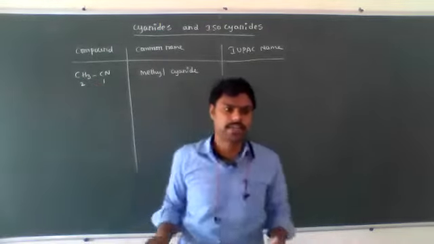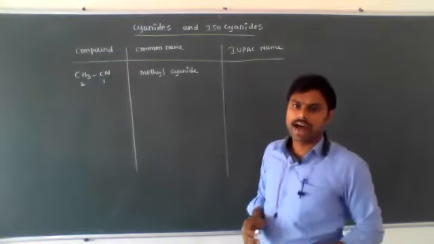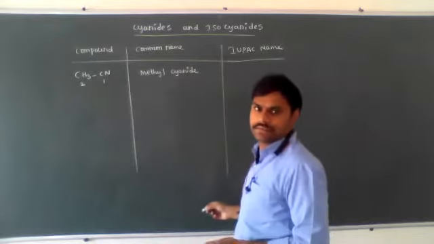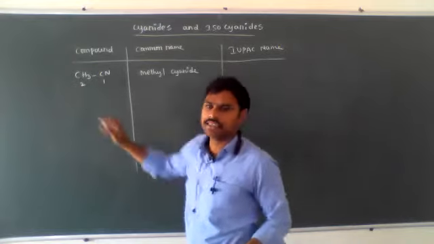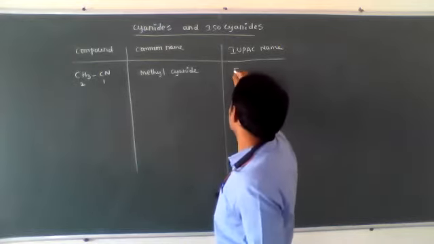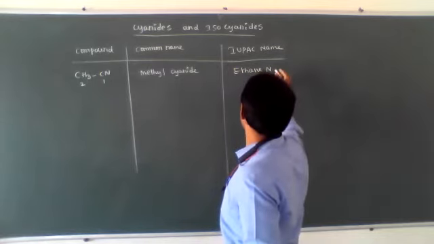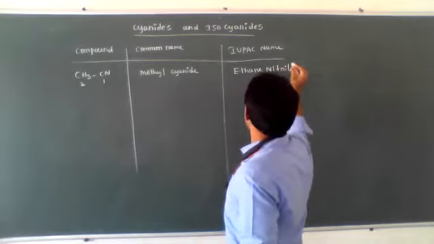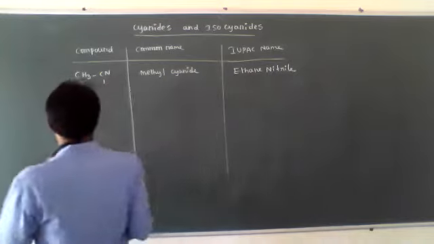And IUPAC name, see, 2 carbons including the carbon in CN. That carbon also we need to count for the longest carbon chain. Total 2 carbons. Alkane nitriles, 2 carbons, meth and eth, ethane nitrile. Ethane nitrile is the IUPAC name. Okay. One more example.